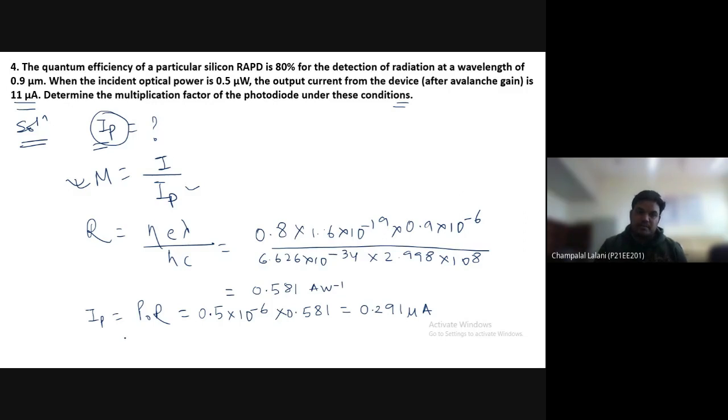Now, from here we can calculate the multiplication factor M. That will be I by IP, where I is given in the question as 11 microampere, and IP we have calculated here as 0.291. So the multiplication factor that we will be getting here is around 37.8. You can approximately say that it is 38. That means that you will be getting 38 times more current as compared to a pin photodiode.